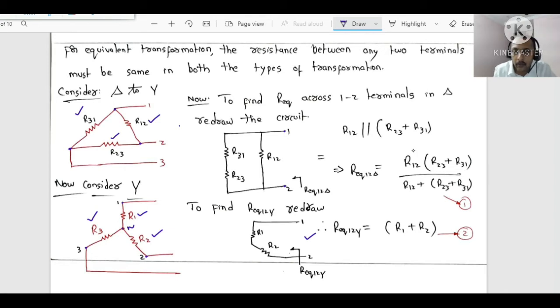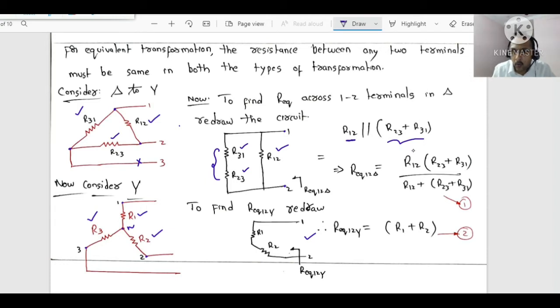Now let me find out the equivalent resistance between 1 and 2 in the delta. Observe, you remove this wire. Now R31 and R23, we have just simply drawn the straight line. This one R31 and R23, these two are in series. This is what we have written here. And this entire thing is parallel to R12.